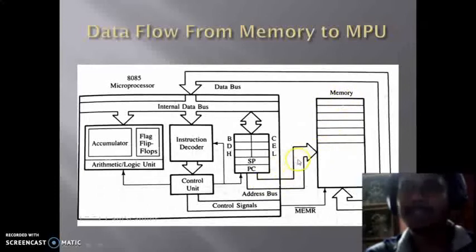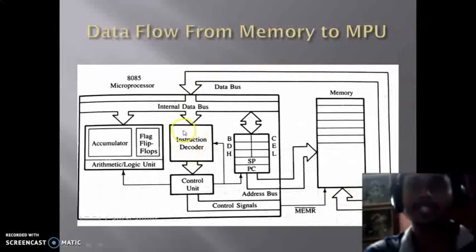First we have to address this by using the address bus. So the address stored in the program counter will be placed here onto the address bus, and that will address a particular memory. The address is basically divided into two parts: one is the higher order address, and the other is the multiplexed lower order address and data bus. After the addressing, the data will be placed onto this data bus, and it will come into the instruction register, and finally it will come into the instruction decoder.